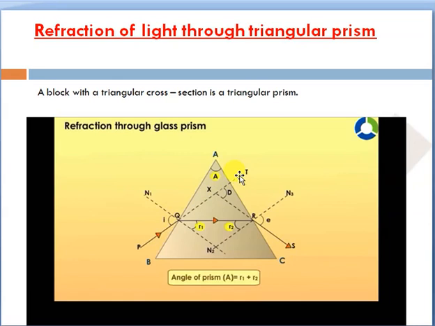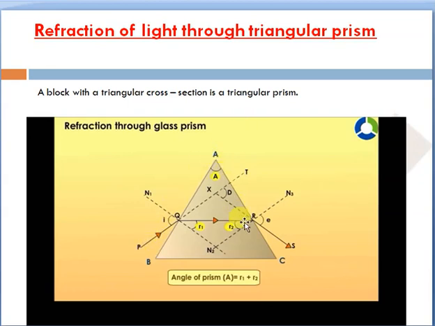So when you trace the incident ray straight and you trace the emergent ray in a straight line, where these two rays meet, you have your angle of deviation. That is where we have our angle of deviation. Now this angle A is called the refracting angle of this prism. So the angle A is the angle between the prism sides AB and AC. We call it the refracting angle.